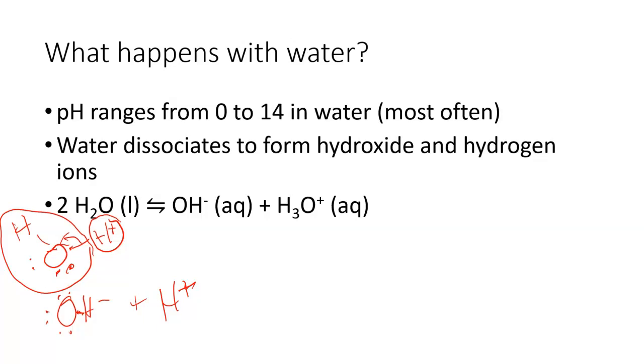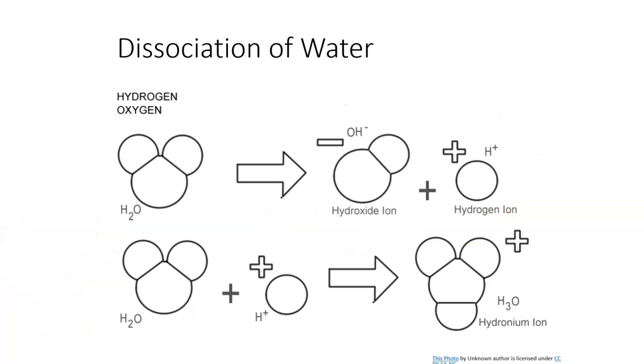That H+ is going to attach to a separate water molecule to form H3O+. So this is how we take two water molecules and we get a hydroxide ion and we get a hydronium ion. So let's take a look a little bit more at the dissociation of water here. So we have our hydrogen and our oxygen. The hydrogen comes off as a hydrogen ion, we get our hydroxide ion. That hydrogen ion then attaches to water to make our hydronium ion.